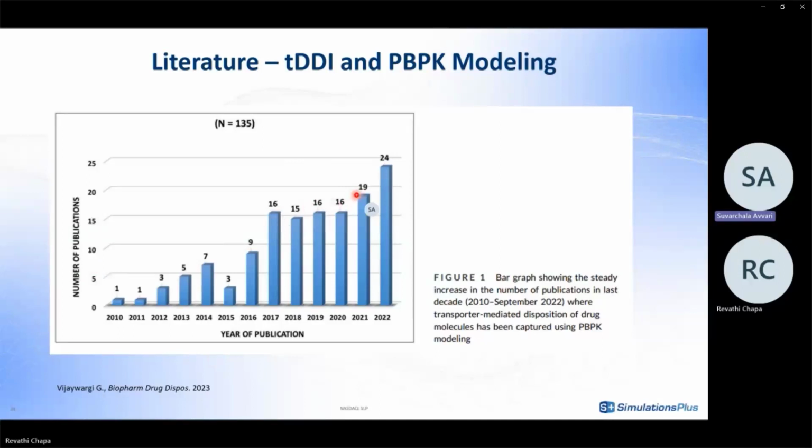increasing trend in the number of publications over the last decade from 2010 to 2022, where you can see in 2010 there is only one publication considering this transporter-mediated disposition and transporter-mediated DDIs, and the number has increased to 24 by 2022. So we see a significant increase in the number of publications over the last decade, where in silico modeling has been applied to mechanistically explain the transporter-mediated disposition either alone or with metabolic enzymes.